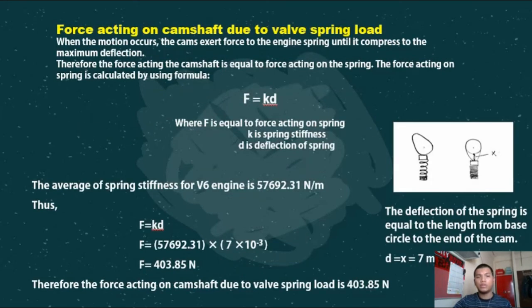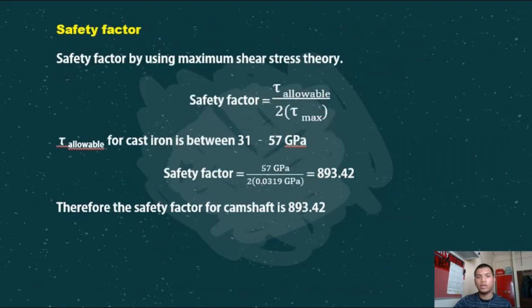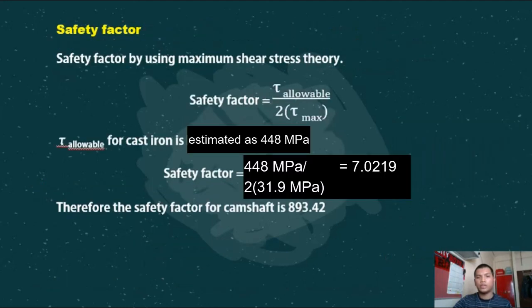Next, we calculate the force acting on the camshaft due to the valve spring load. We assume that the force acting on the cam is equal to the force acting on the spring. Using the spring force formula, we get the force equal to 403.85 Newton. Lastly, we calculate the safety factor using the maximum shear stress theory, where we get the safety factor equal to 893.42.